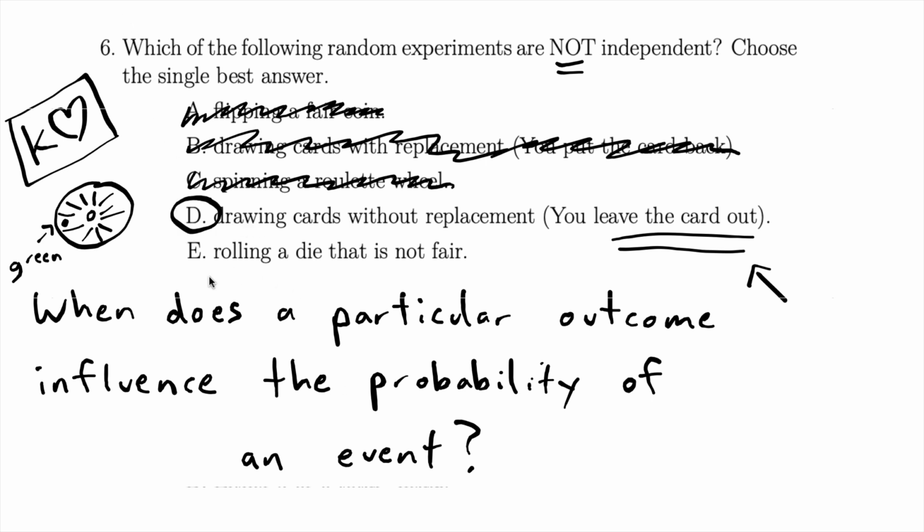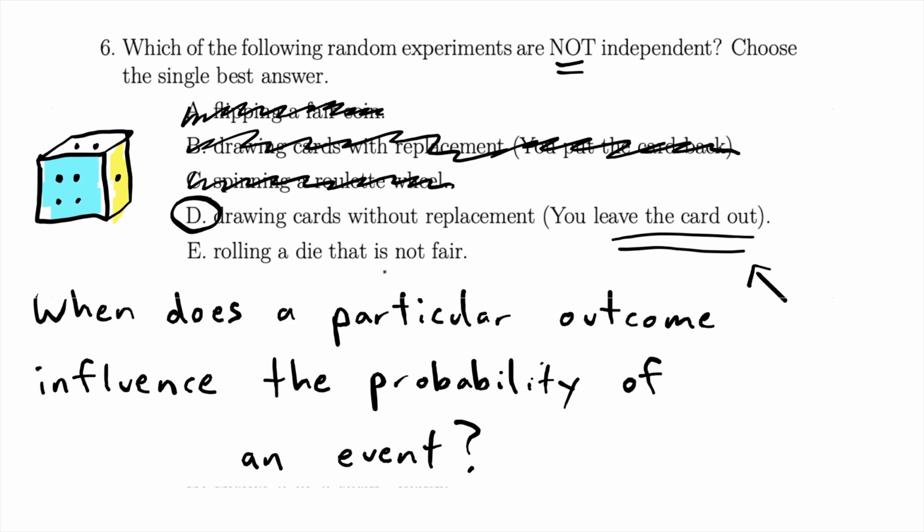Just to be careful, I'm going to look at part E. If you had a die that's not fair, it's weighted, it's a funky die, and each side maybe has a different chance to land on. What really matters is if you landed on, say, the 4, would that affect the probability of, say, getting a 1 the next time? Because that's what independence means. And it wouldn't. Separate rolls are still independent from one another.